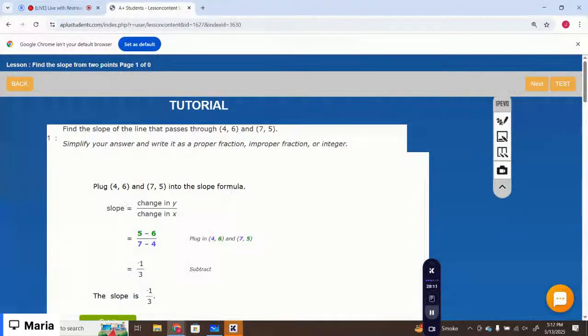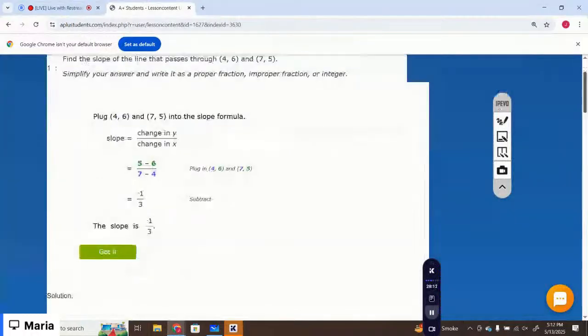Find the slope of the line that passes through the points 4, 6 and 7, 5. So you need to calculate the slope. That is change in y divided by change in x. So that is 5 minus 6 divided by 7 minus 4. 5 minus 6 is negative 1. Negative 1 over 3. The slope is negative 1 over 3.